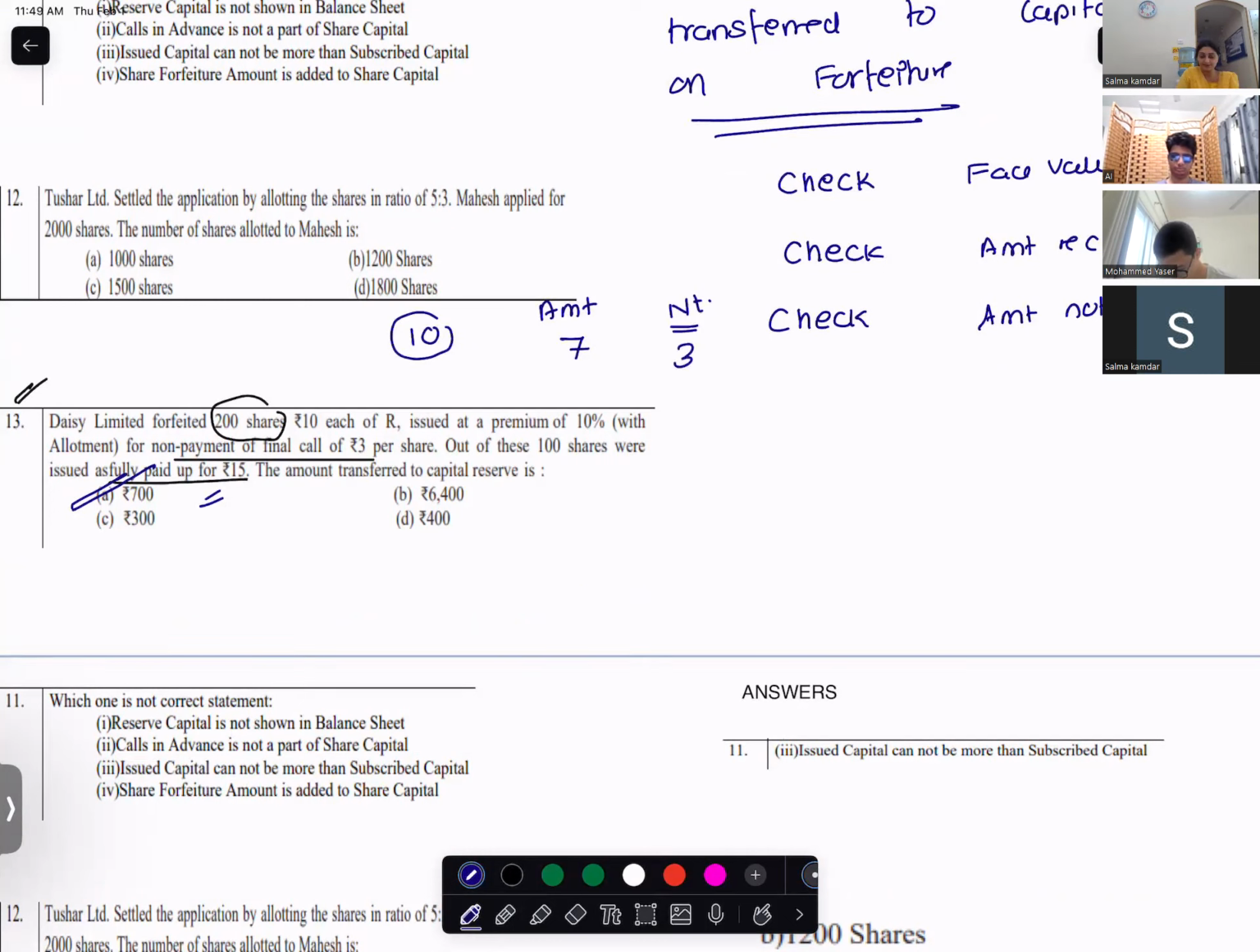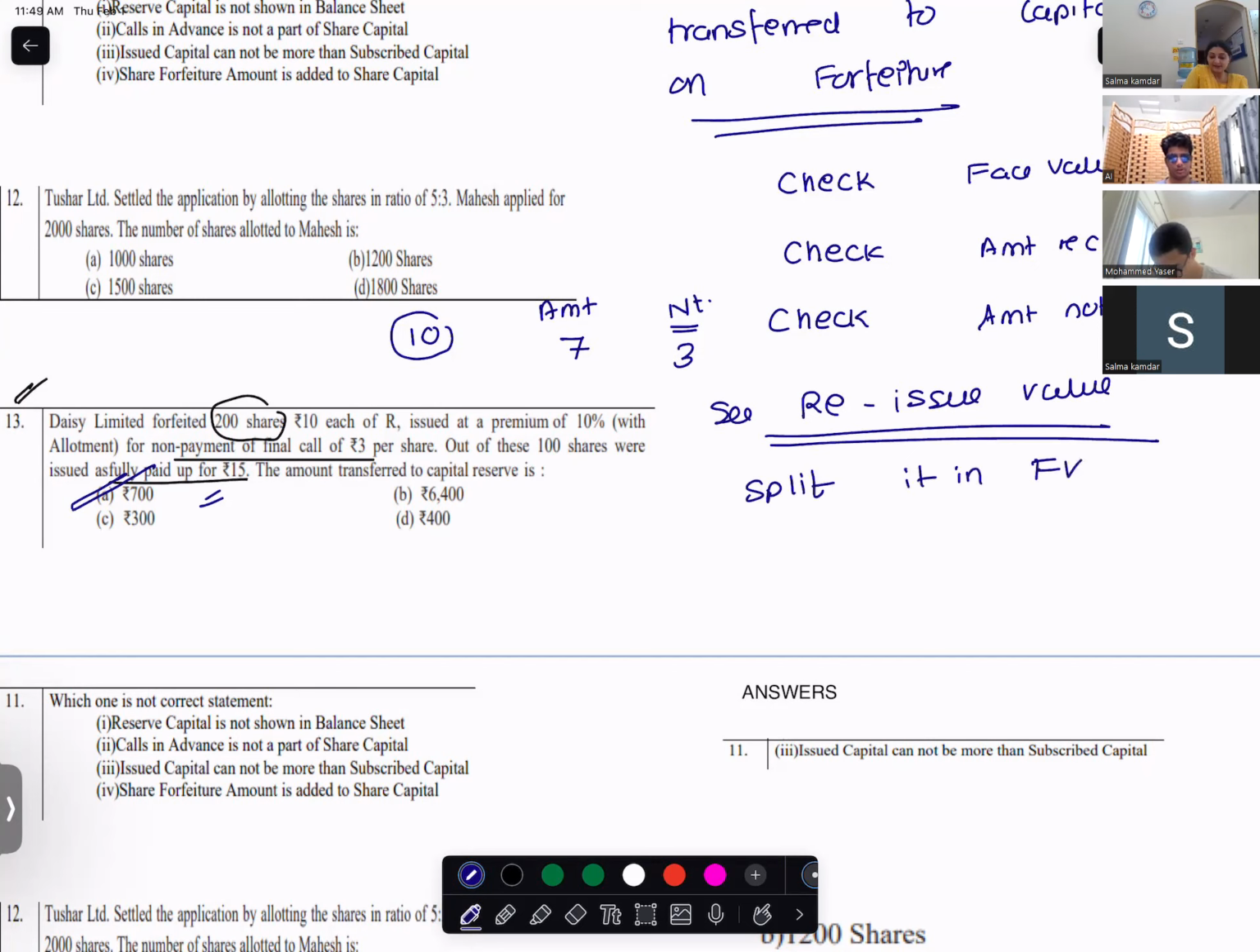Then we see reissue value. Split it into face value and premium. So what is my reissue value over here? 15. Yes, ma'am. I split it into the face value 10 and 5.